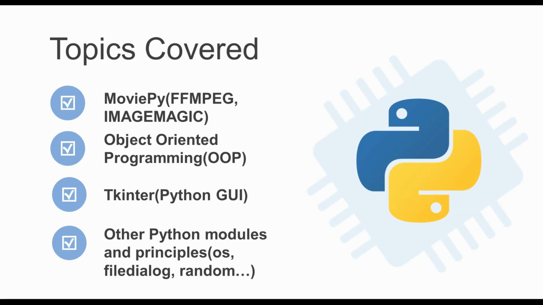So we covered quite some topics here. We again used tkinter and developed our GUI. We touched on object-oriented programming. We used MoviePy, and we also got our foot a little bit into FFmpeg and ImageMagick, which MoviePy uses under the hood. And we used a lot of other different Python modules and principles, like the OS, where we were searching for certain directories and moving through certain directories. We created file dialogues. We created random strings. We saved certain types to certain formats, and so on.